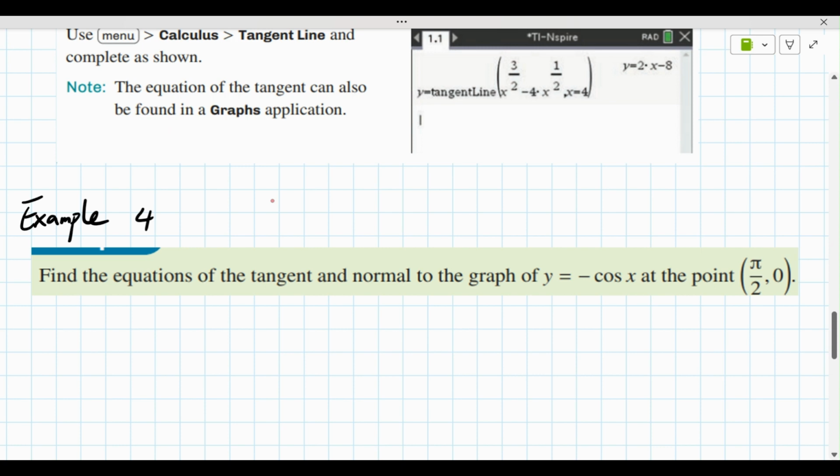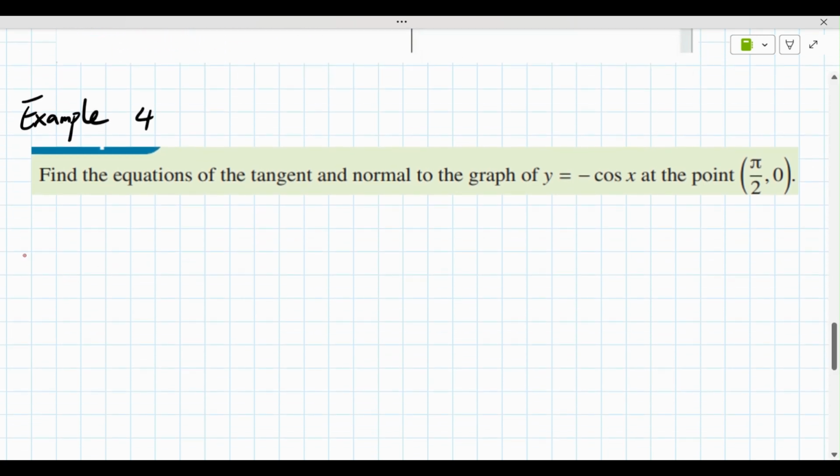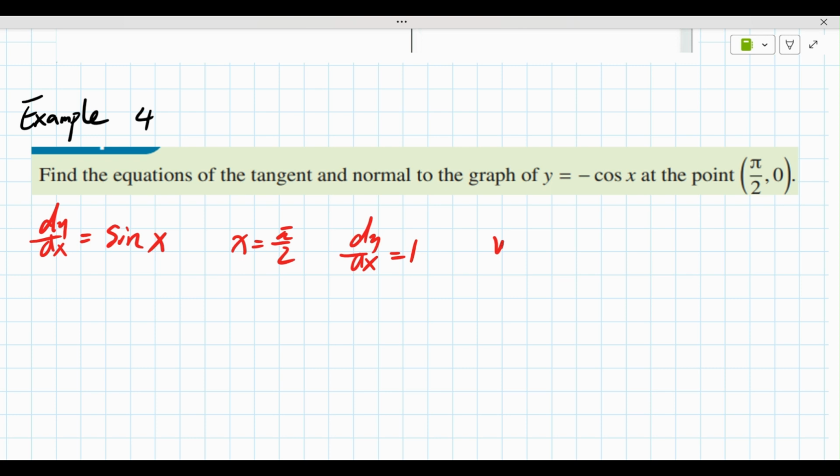Also, sometimes we can find a cosine graph as well. If you have y equal to negative cosine x at the point x equal to pi over 2, we find the tangent and the normal. The first thing is we find dy/dx equal to sine x. So when x equal to pi over 2, dy/dx equal to 1. So this is the gradient of the tangent. Now for the normal, 1 times m equal to negative 1, so m equal to negative 1.